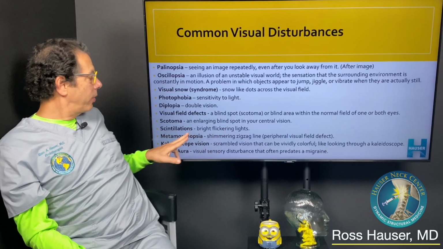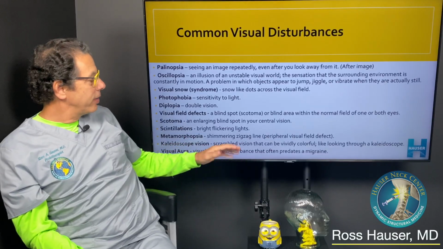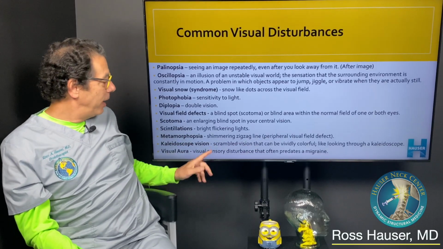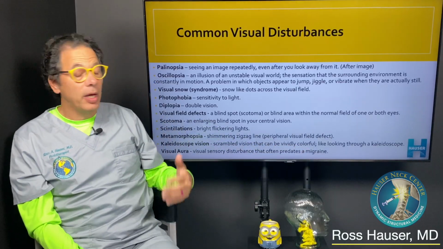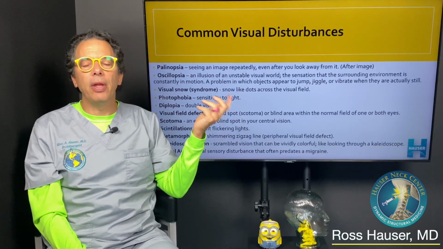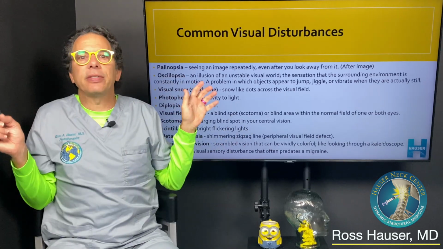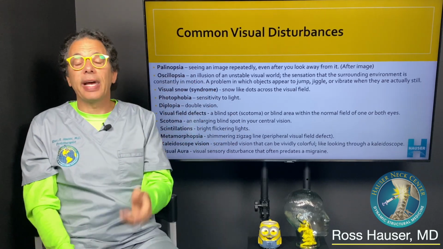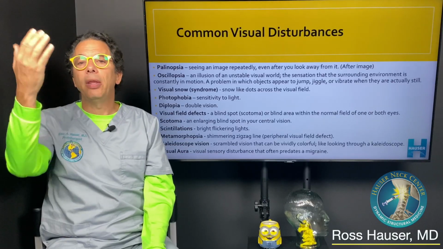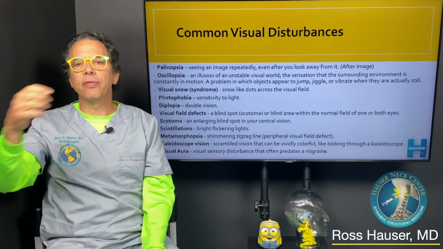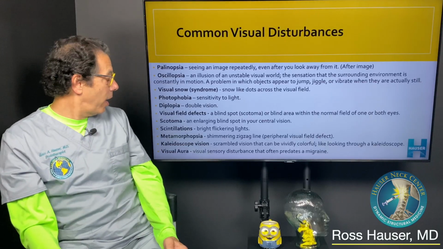We talked about flickering light, scintillations, and then there's basically kaleidoscope vision, which is interesting, where there's scrambled vision, which can be vividly colorful. Again, I'm just talking about how these things can be from a structural problem in the neck. I'm not saying that it's always that, because obviously somebody could have had a stroke of the occipital lobe. They could have vertebrobasilar insufficiency or ischemia. So there are definitely other causes.